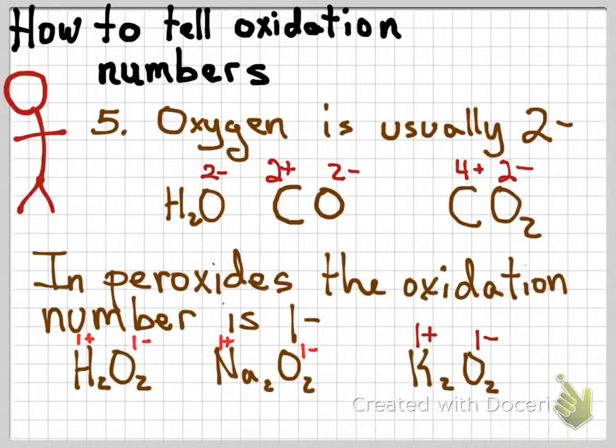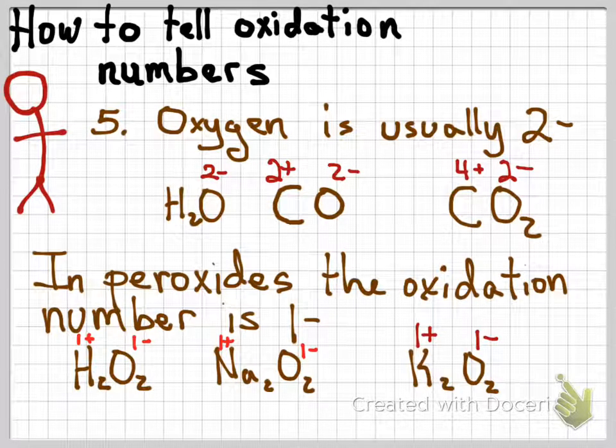Now, it would be possible for you to see other peroxides than that. However, it is not likely. Those are the three peroxides you're ever going to see, and those are the only places where the oxidation number of oxygen is -1.